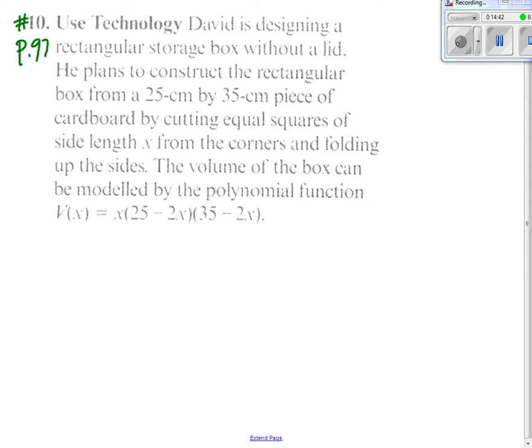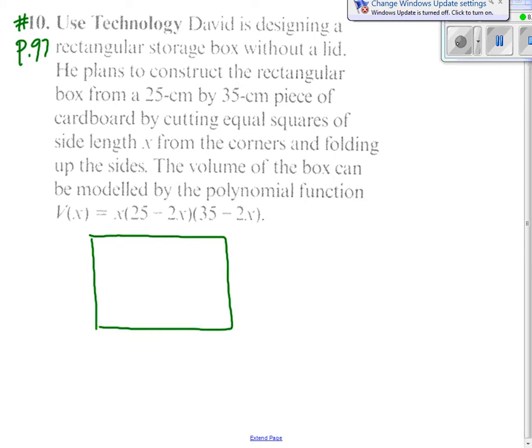We're going to use technology to help us solve it. David is designing a rectangular storage box that is lidless. He plans to construct the rectangular box from a 25 by 35 centimeter piece of cardboard. To me, a picture's worth 1,000 words.